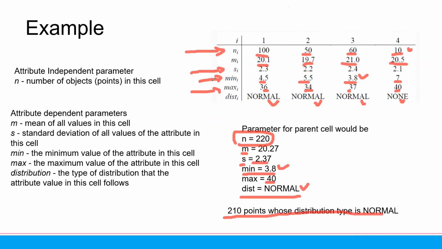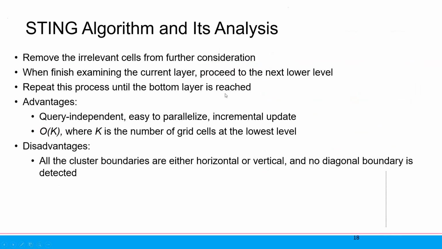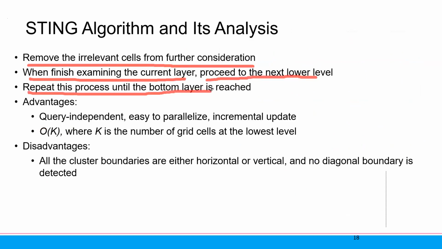This kind of mechanism we call STING, the Statistical Information Grid approach. For the analysis, we can remove the irrelevant cells from further consideration. Let's say if you think that cell number 4 is not relevant, then you can remove that cell. When finished examining the current layer, we proceed to the next lower level. We repeat this process until the bottom layer is reached. So we can go one time from the top to the bottom, or from the bottom to the top.